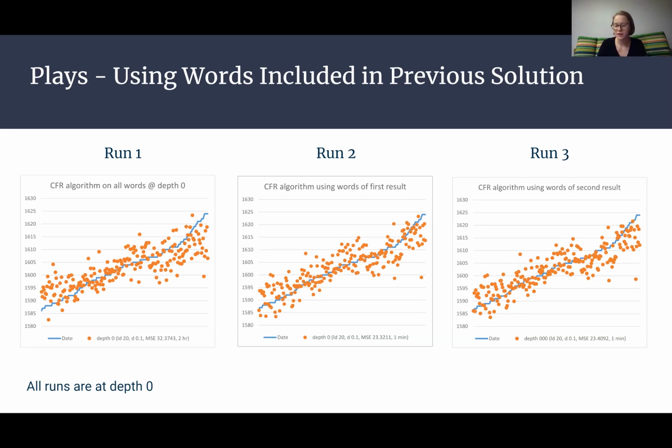So I wanted to test my luck, and I tried this again. This time I used the words that were used in the function produced by the second run, and I fed those into the algorithm to get the third run. In this case, the MSE did go up slightly, but it's essentially the same result as we had in run 2, so I decided to stop there. Again, this only took 1 minute, which is really good. And these are all at depth 0. So you can imagine that if we increase the depth even further, we might get even better results.